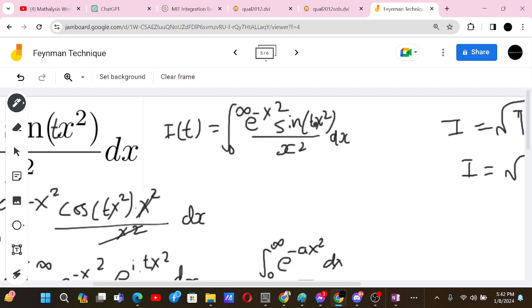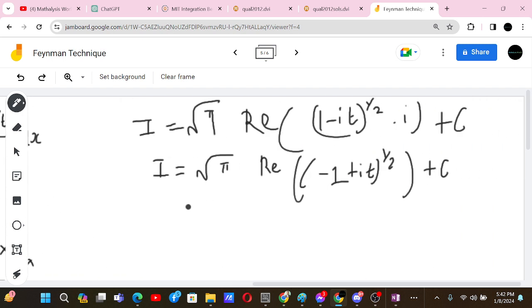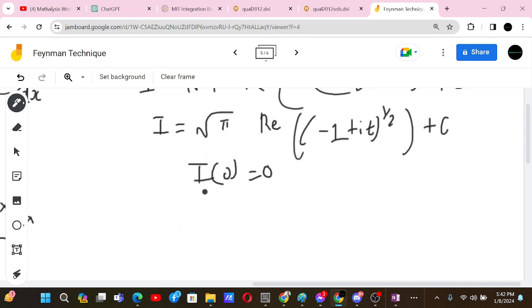If t is 0, we will just have sine of 0 is 0. So this will just be 0. So I of t will just be 0. So we know that I of 0 is just 0. So that's why we will try to see what we will get.